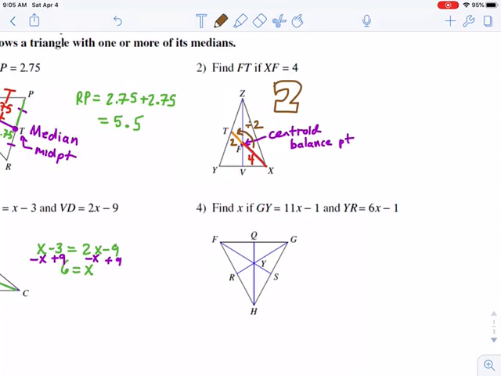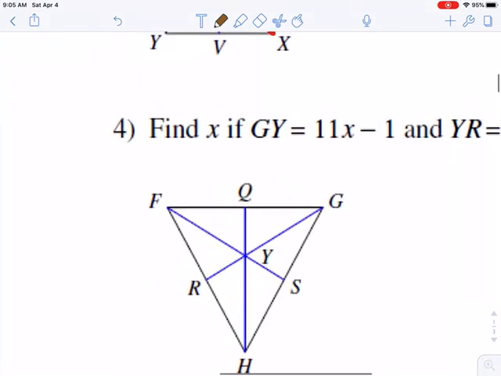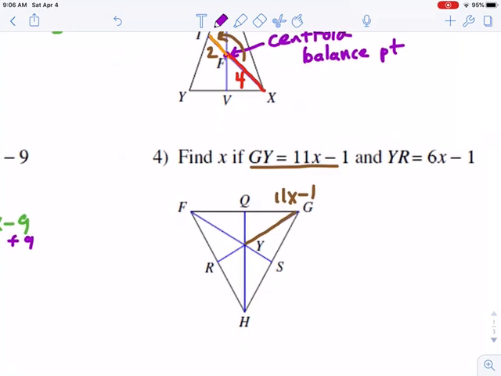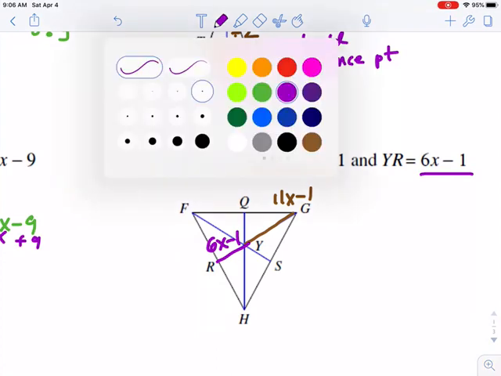Now let's see, what do we got in this problem right here? Find X. GY is 11X minus 1, and YR is 6X minus 1. So it's the same problem as before.